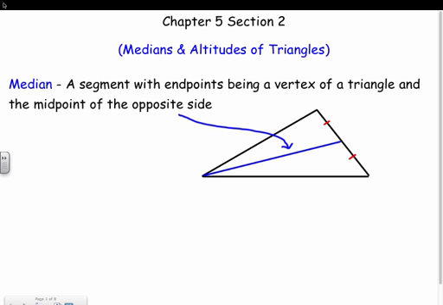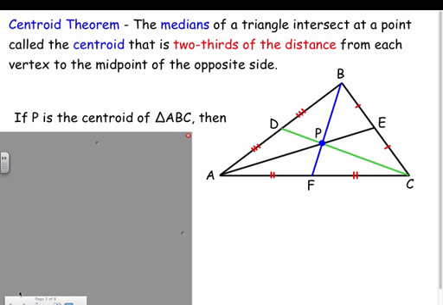A median is a segment with endpoints being a vertex of the triangle and the midpoint of the opposite side. So I drew in a median here, this blue line. It's from this vertex to the opposite midpoint, which means it splits that segment right in half, making those two segments congruent, the two red dashes. If I drew in all the medians of a triangle, I got the blue median BF, the black one AE, and the green median CD.